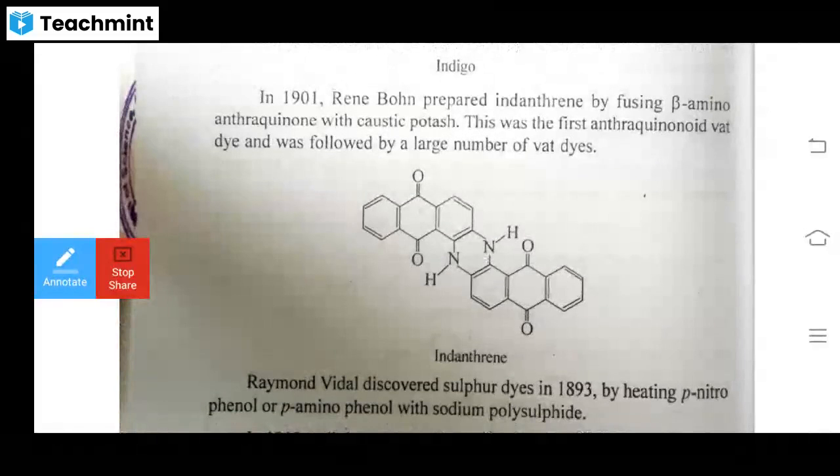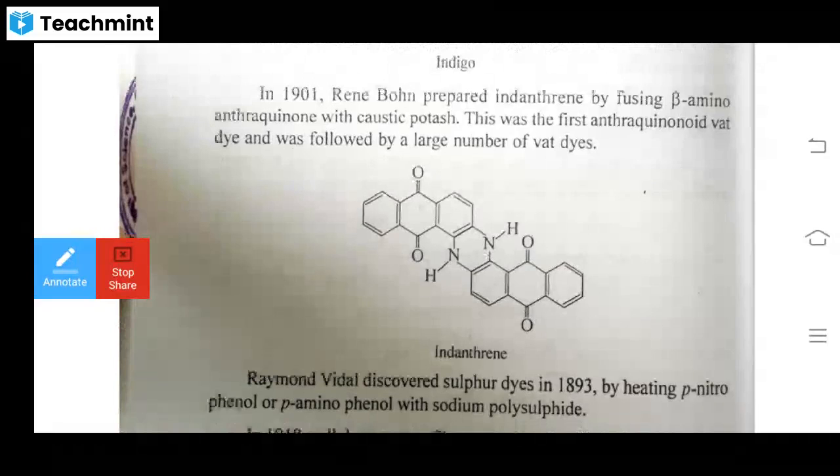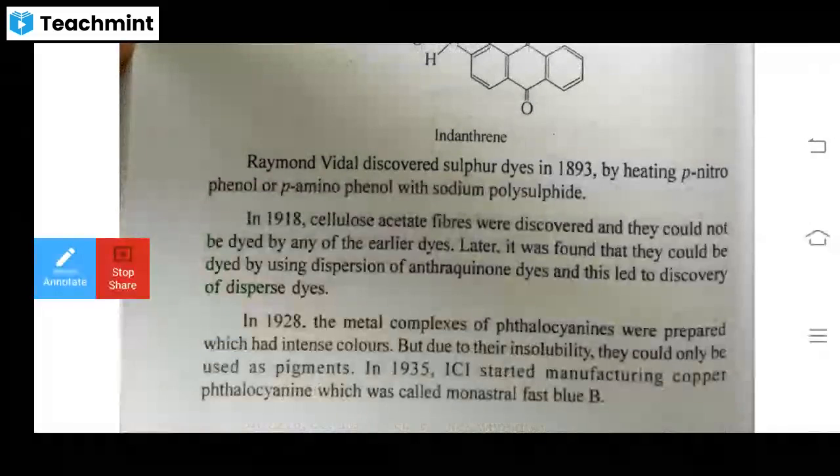In 1901, the scientist Rene Bohn also prepared indanthrene by fusing beta-aminoanthraquinone with caustic potash. This was the first anthraquinoid vat dye. Azo dyes, indigo dyes, and another category, the anthraquinone types of dyes, were developed by the scientist Rene Bohn. Anthraquinone type means compounds having many cyclic aromatic structures.